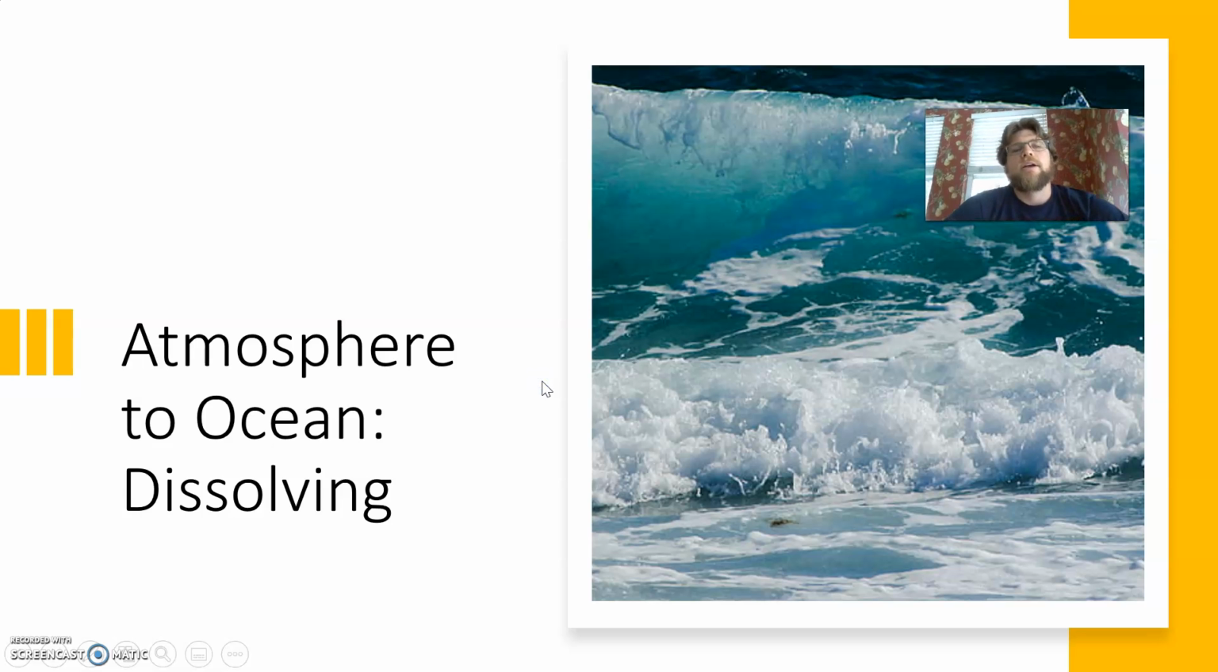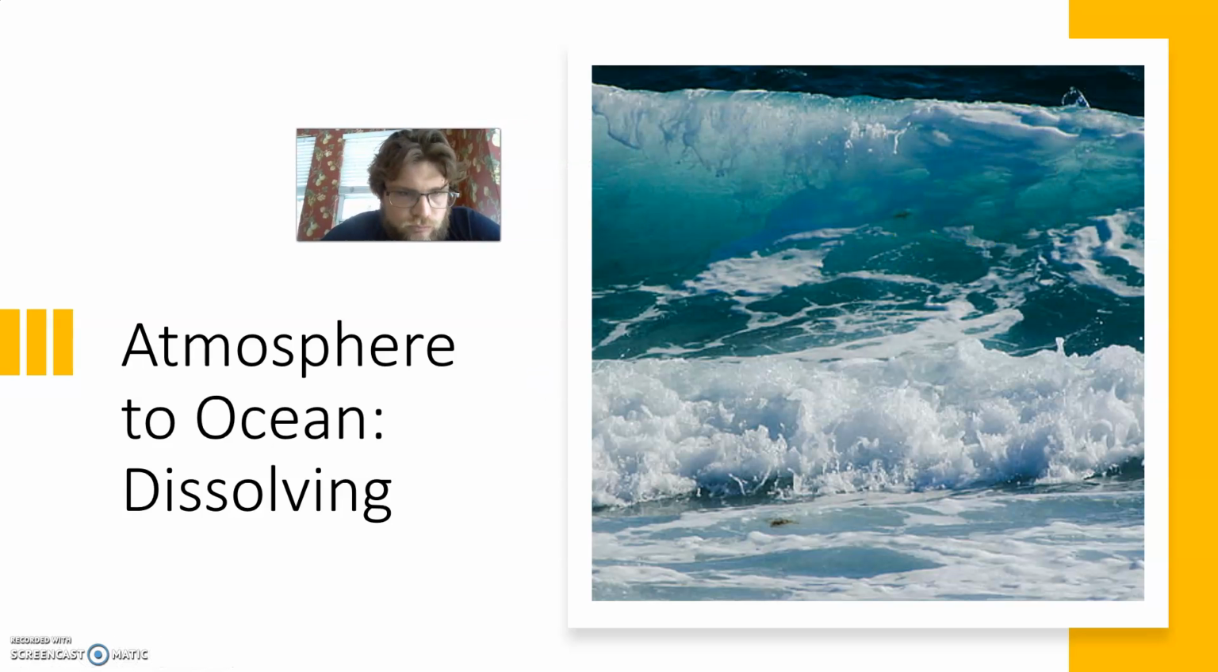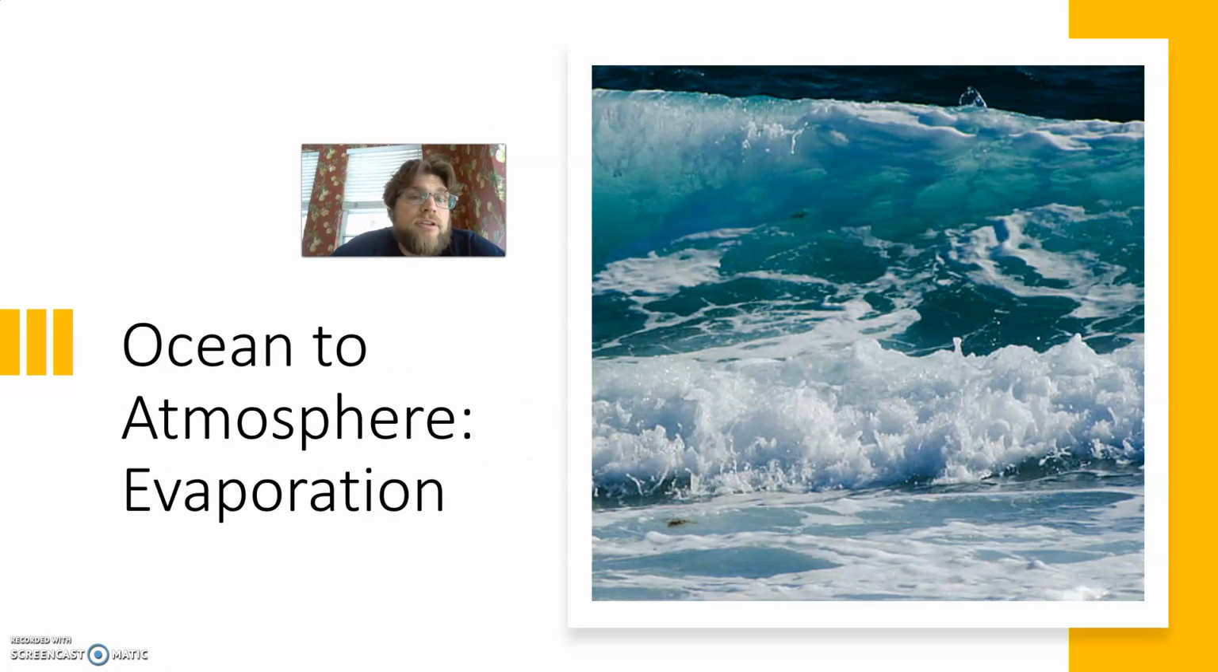Now, when we go atmosphere to ocean, dissolving. Okay, I brought it up with the soda example. So when wind blows over the ocean or these waves happen, oceans can grab carbon dioxide from the atmosphere. Okay, but the reverse also happens. So when wind picks up and ocean waves spray ocean mist, some carbon dioxide can evaporate back into the atmosphere.